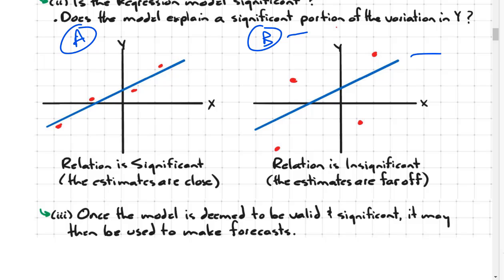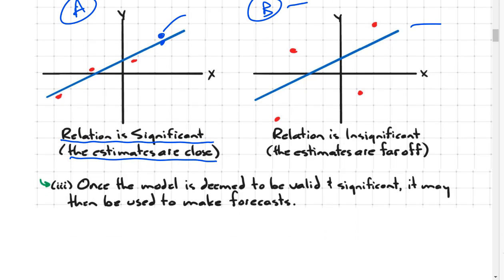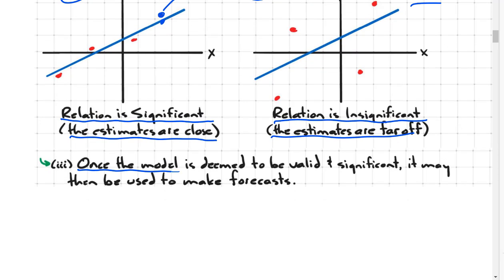Therefore, for scenario A, we can conclude that the relationship is significant because the estimates are pretty close. Remember, the red dot represents the actual observation, whereas the blue line represents an estimate. So you can see that the actual and the estimate are pretty close together. Whereas in the second scenario, you can see these huge gaps between the actual and the estimate. So in part B, the conclusion is that the relationship is insignificant because the estimates are far off. And finally, once the model is deemed to be valid and significant, then it may be used to make forecasts.